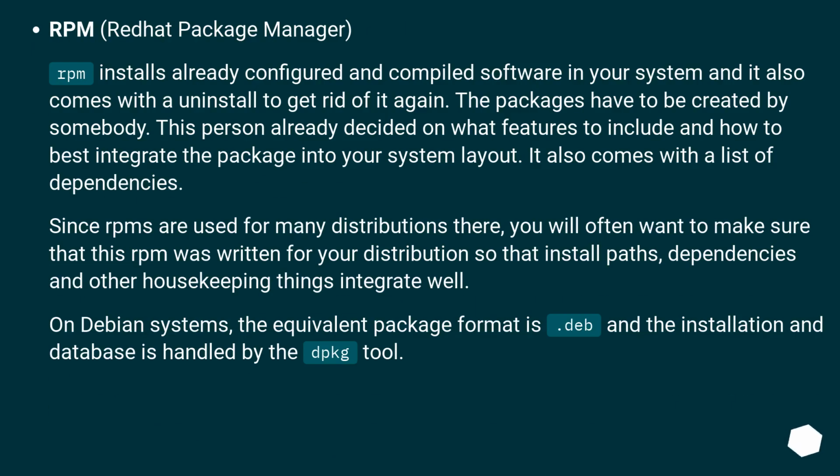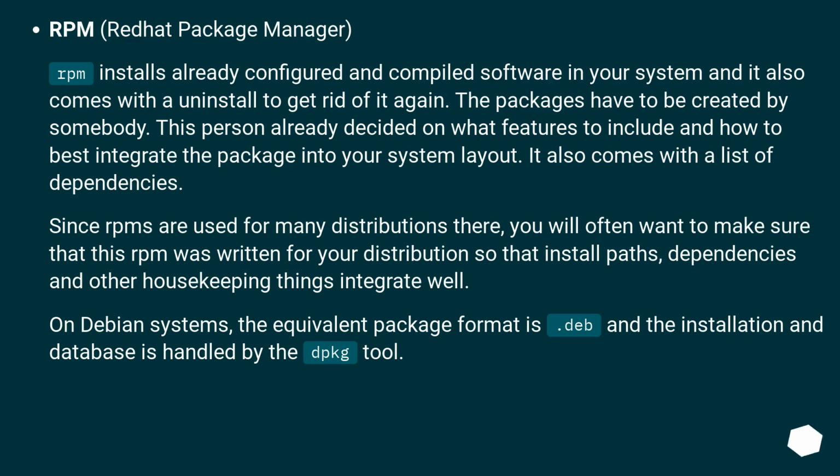RPM, Red Hat Package Manager. RPM installs already configured and compiled software in your system, and it also comes with an uninstall to get rid of it again. The packages have to be created by somebody. This person already decided on what features to include and how to best integrate the package into your system layout. It also comes with a list of dependencies.